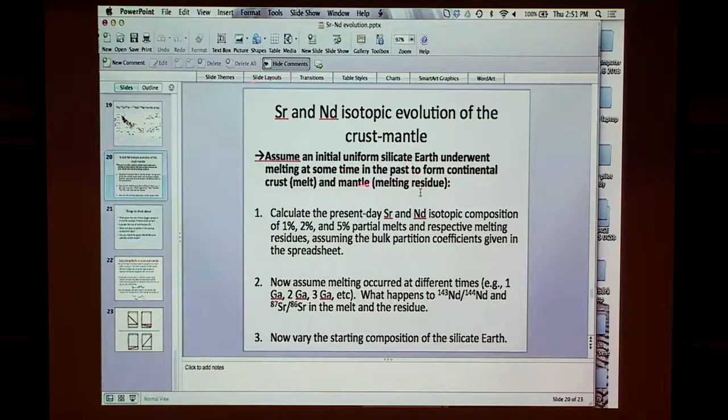So start with an initially uniform silicate Earth. You're going to extract melt at different times and different degrees, and look to see how the strontium and neodymium isotope evolution varies for the melt and the depleted residue, the portion of mantle from which melt was extracted. And then we're going to open Pandora's box and play around with our assumption for the initial composition of the silicate Earth.